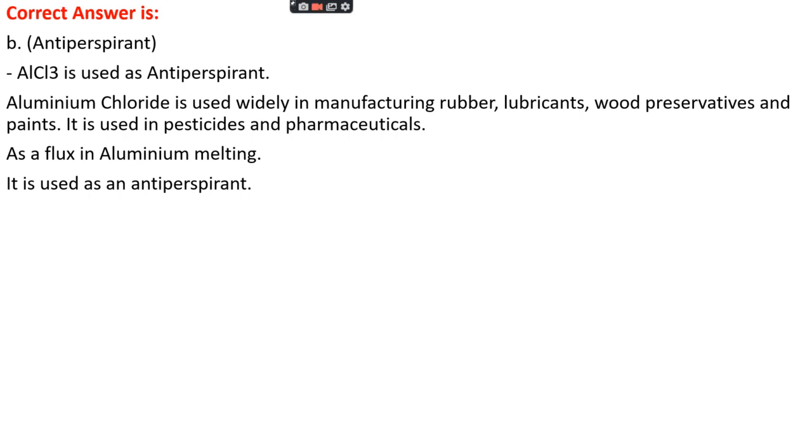Okay, aluminum chloride is used widely in manufacturing rubber, also lubricant, and as a wood preservative and in paint. It is used in pesticides and pharmaceutical products too. It is used as a flux in aluminum melting. Okay, it is used as an anti-perspirant too.